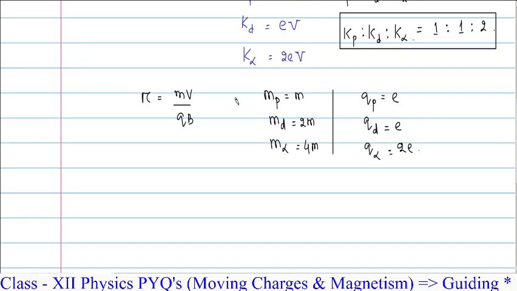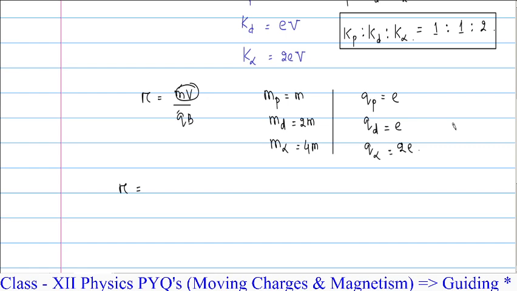So mass is done, charge is done, next velocity and magnetic field. We know that the magnetic field is uniform, so that remains constant. We don't know the velocity, and again we have to find it out. So we'll try to write this mv, which indicates the momentum, of the individual particle in terms of kinetic energy.